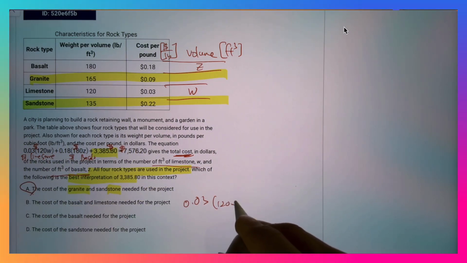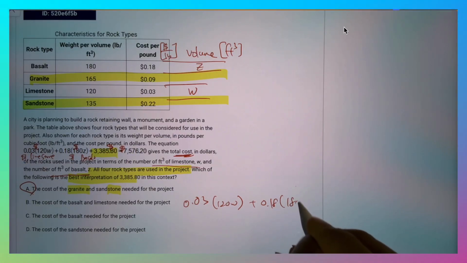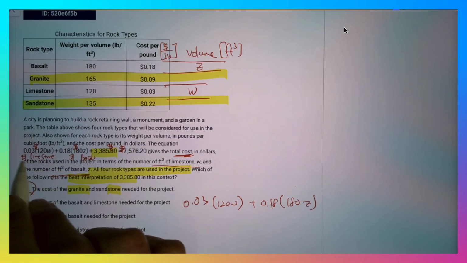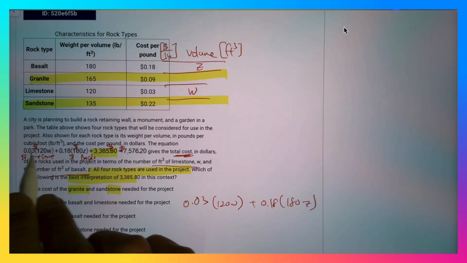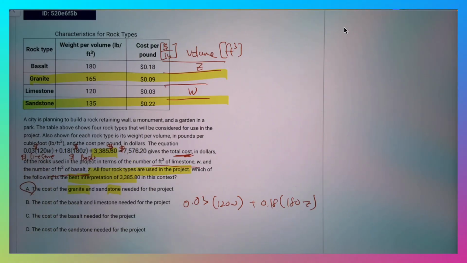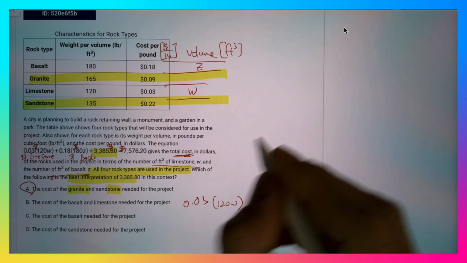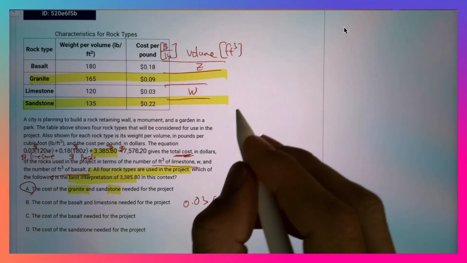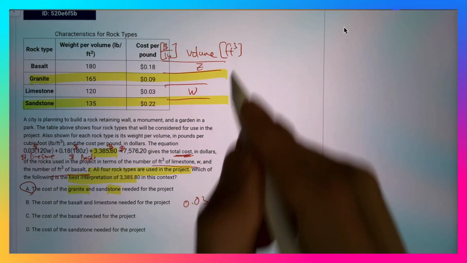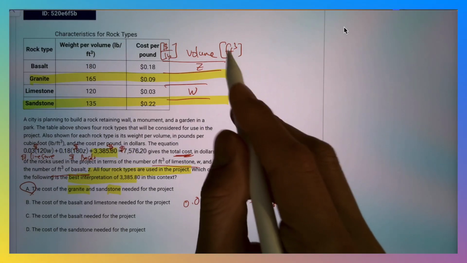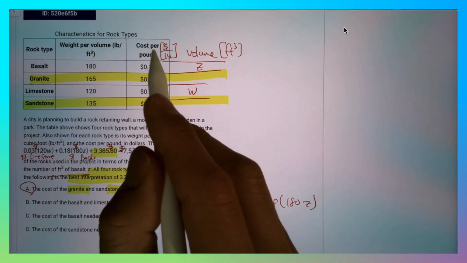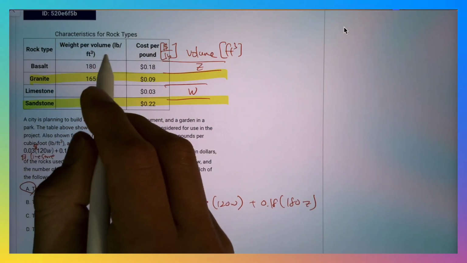0.03 times 120W plus 0.18 times 180Z, because I already wrote or annotated that the total cost for limestone is the first term. Now in case it's still confusing to you how they got this, we can use the dimensional analysis or unit analysis. To get the dollar, we can start with the volume, and typically when you multiply some unit, you want to start with something that has a single unit instead of unit rate, such as cost per pound or weight per volume.